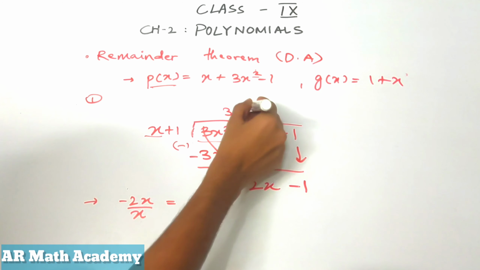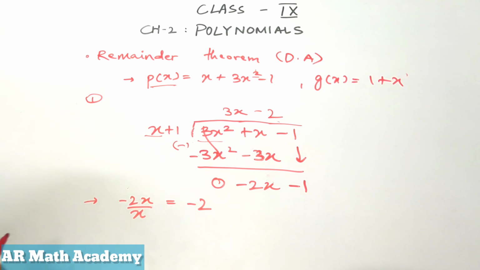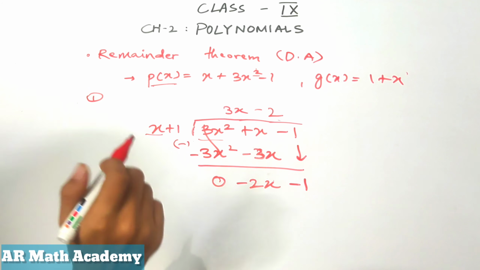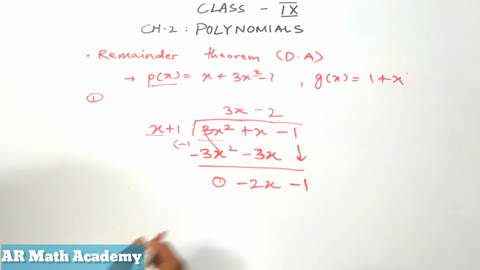Now bring this minus 2 over here. So just write minus 2. So 3x minus 2 is our new quotient. Now 3x minus 2 is our quotient. What you did earlier was multiply each and every term of the divisor with the quotient, right? Do the same thing for this step as well.